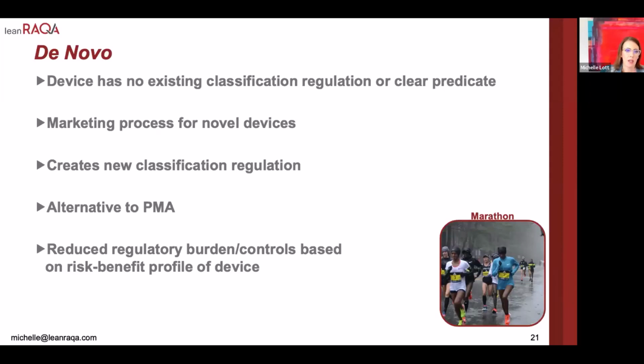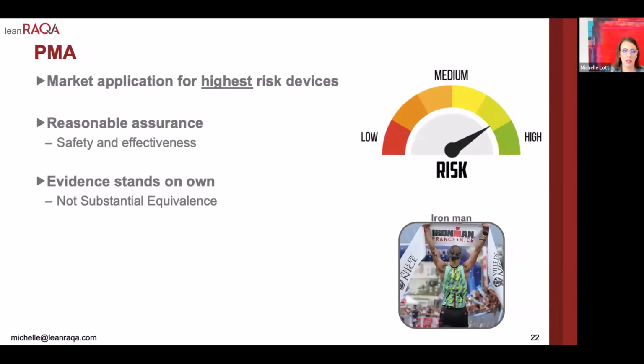This is an alternative to the pre-market approval, and it's for those devices that are in between that life-supporting, life-sustaining, high-risk implant, where you have a reasonable belief that because of their benefit-risk, they're going to end up being ultimately classified as a class 2, and in some cases, maybe even a class 1. And in general, this is a reduced regulatory burden and cost based off of the risk-benefit profile of the device.